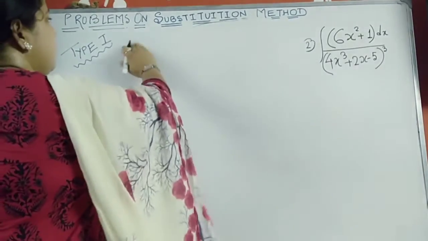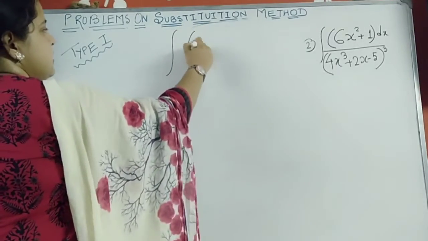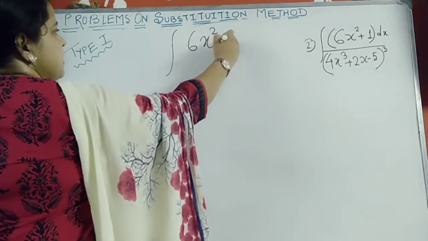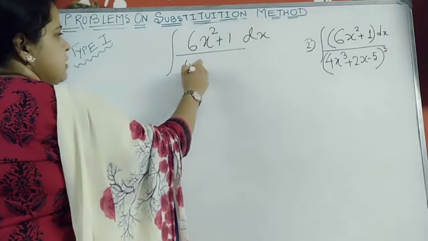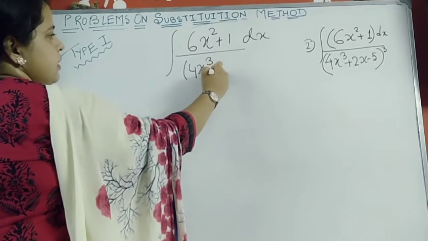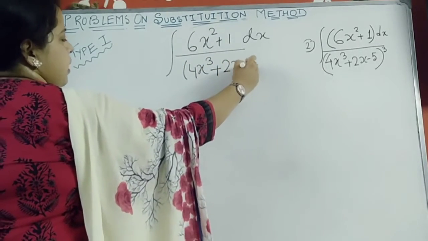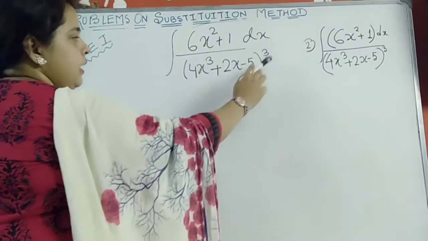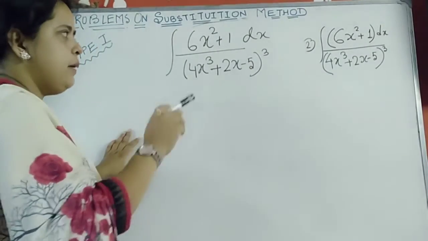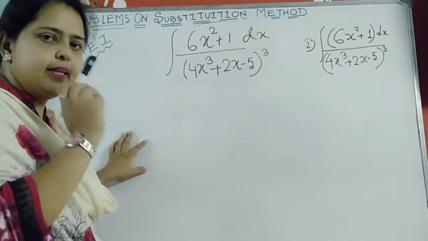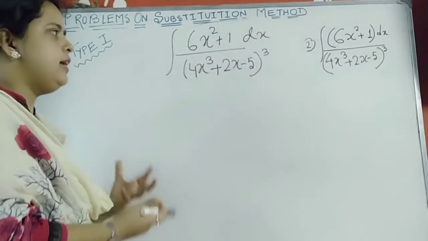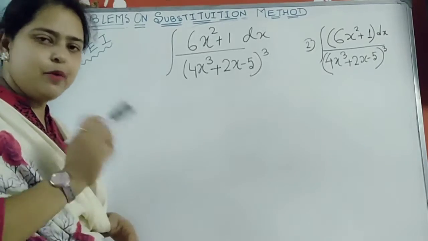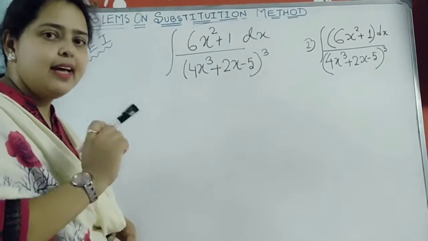Okay. So what was the problem? 6x squared plus 1 dx. I'm writing and I'm discussing with you. Please focus on the denominator part, which is in the cubic form. It can be in the cube root form also. It can be in the 10th power also. It can be any type of power. But a proper substitution is definitely going to help us out.